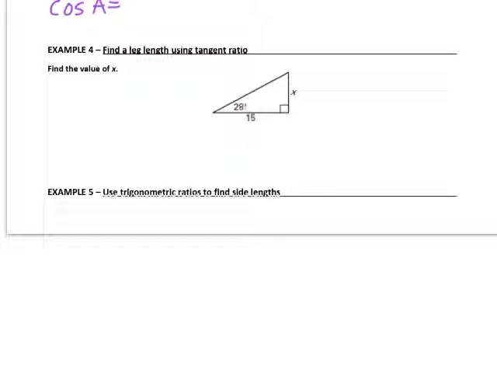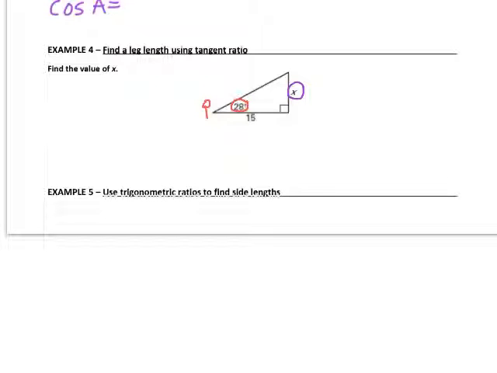So we need to find a leg length using the tangent ratio. It looks to me like we have a side of the triangle that we do not know, but we do know this angle. If we know this angle and it is a right triangle, we can use the tangent ratio to find out what the length of that leg is.